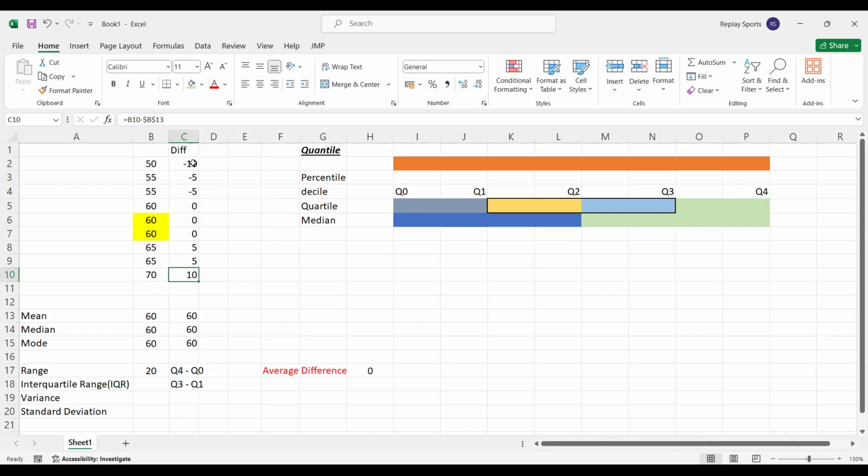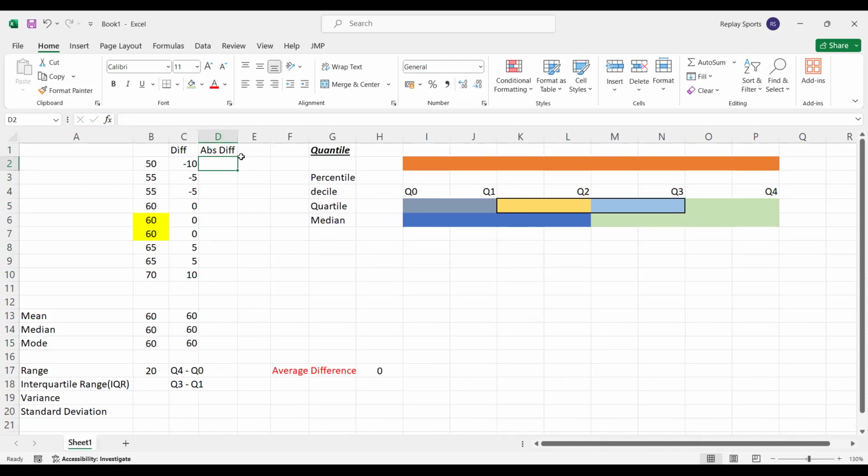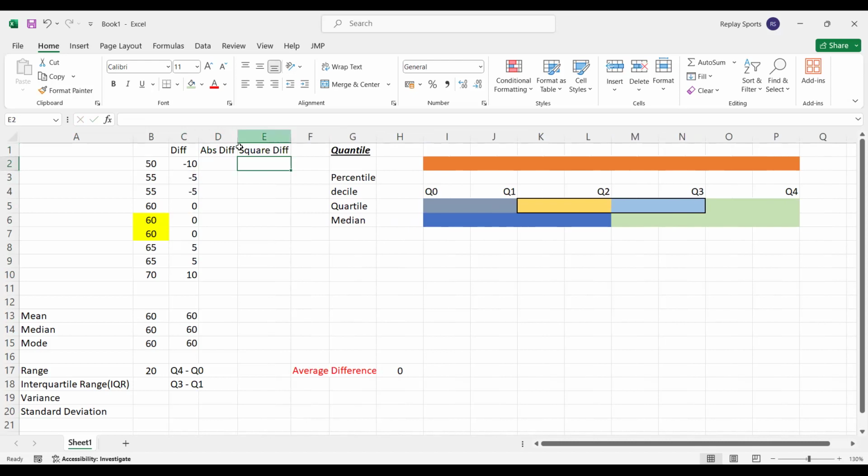So how can you make negative numbers positive? There are two ways to do it. One way is to find the absolute difference. The absolute value of negative numbers is also positive. Second way is you square the difference. So what is minus 10 squared? Plus 100.